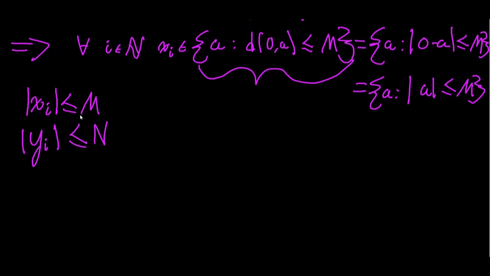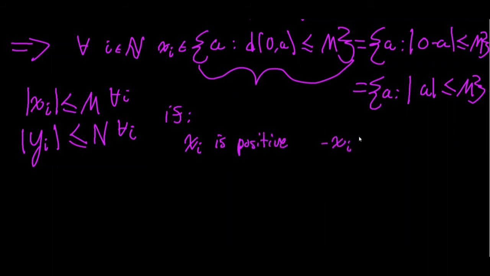If |xi| is less than or equal to M, then we can say the following, for all i. We have three possibilities for xi. If xi is positive, then negative xi is negative, obviously. So the negative of xi is less than 0, and therefore it is strictly less than our positive xi. That is to say, xi is strictly greater than 0.